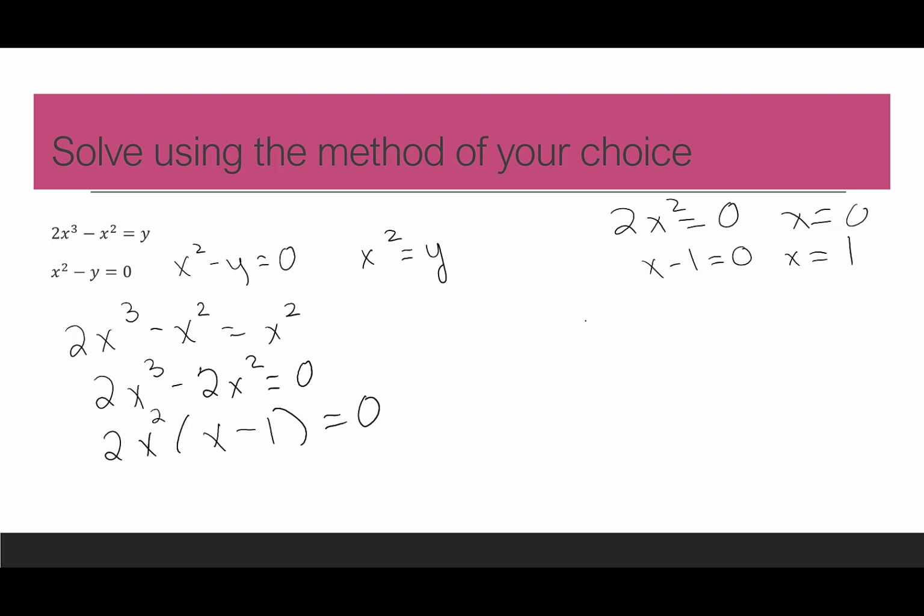Now we know that x squared is y. So 0 squared is y says I have the point 0, 0. And then 1 squared is y, says I have the point 1, 1. So 2 solutions to this set of equations. So let's try this one.